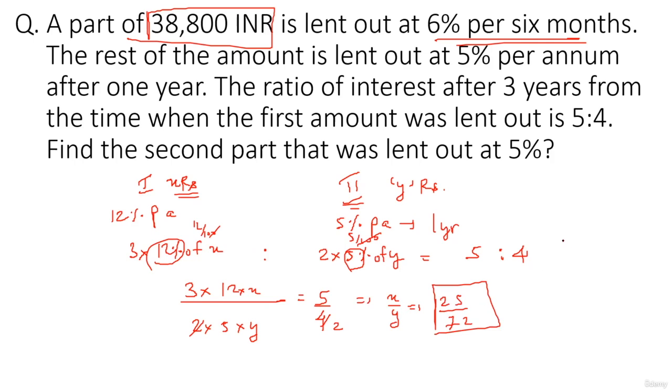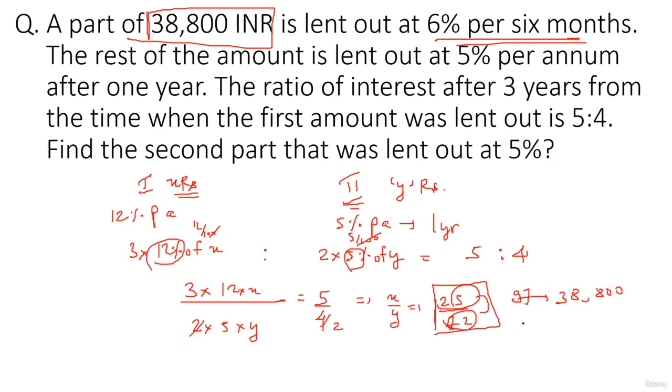Now guys, I have already said this in this same video, but I'll tell you once again. The numbers are given to help you out, right? So if you observe, the investment is broken in the ratio X to Y, which is 25 to 72. 25 plus 72 is 97. That corresponds to 38,800 in the question, right? Find the second part that was lent at 5%.